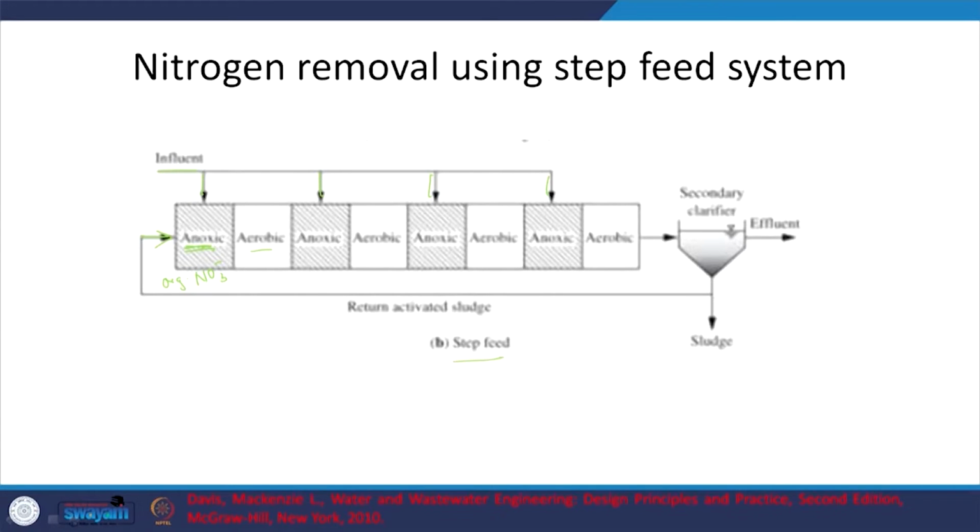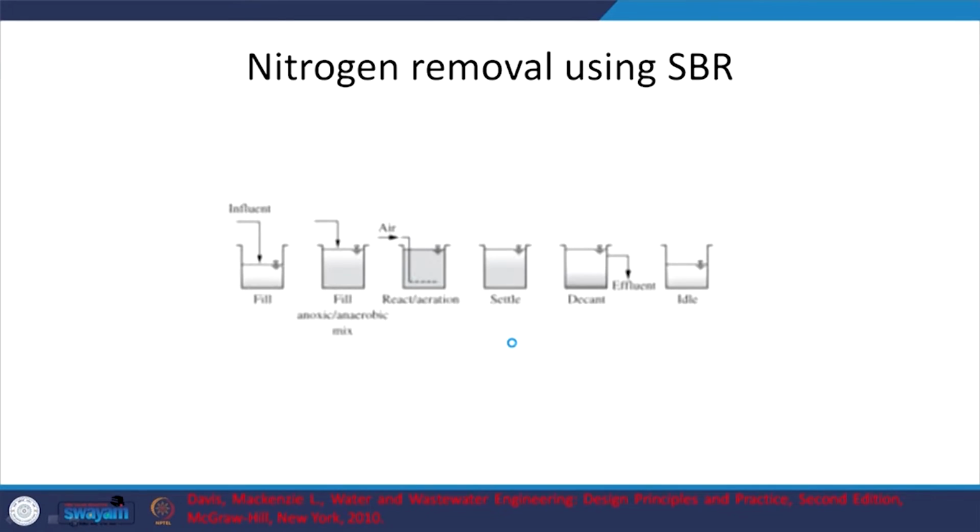So, again this is called step feed. And again in an SBR, a sequencing batch reactor, based on how you are filling it and how you are providing air after filling it, you can have alternate anoxic and aerobic conditions, let us say. Depending on how often or how frequently, with respect to time, you are providing oxygen within the same tank, you can have your anoxic and aerobic conditions.